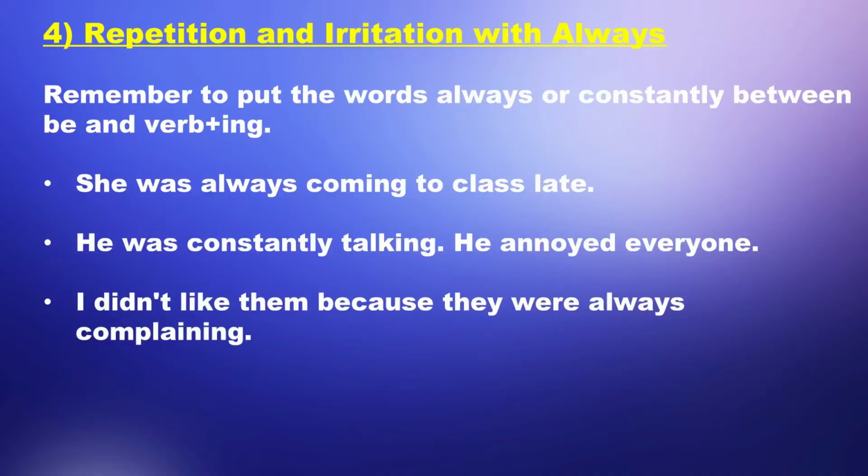So the fourth use of past continuous is repetition and irritation with always. The past continuous with words such as always or constantly expresses the idea that something irritating or shocking often happened in the past. The concept is very similar to the expression used to but with negative emotion. Remember to put the words always or constantly between be and verb ing. For example, she was always coming late to class. He was constantly talking. He annoyed everyone. I didn't like them because they were always complaining.